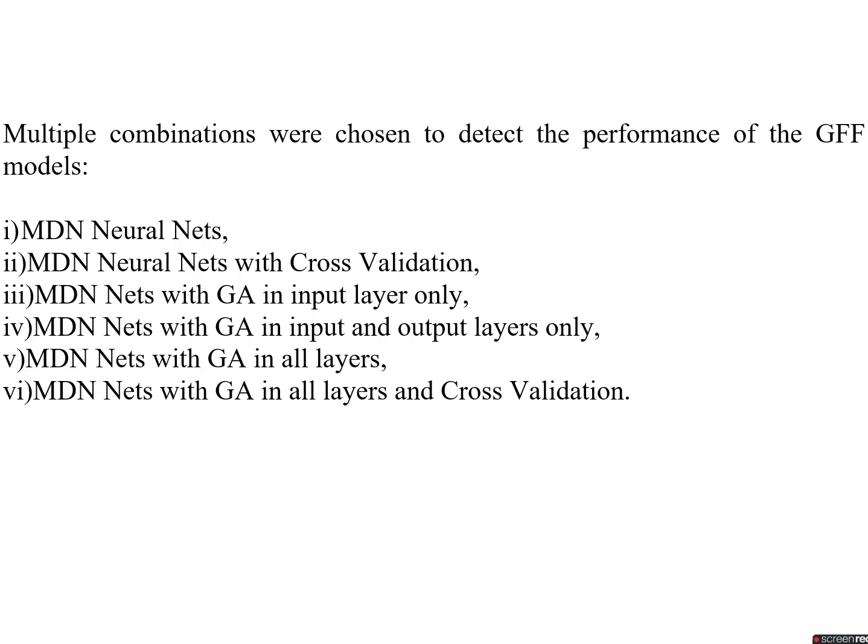Multiple combinations were chosen to detect the performance of the modular networks. At first, the modular neural networks. Secondly, the modular neurals with cross-validations. Thirdly, the modular neurals with genetics in input layer only. Fourthly, the modulars with genetics in input and output layers only. Five, the modulars with genetics in all layers, and six, the modulars with genetics in all layers and cross-validation.